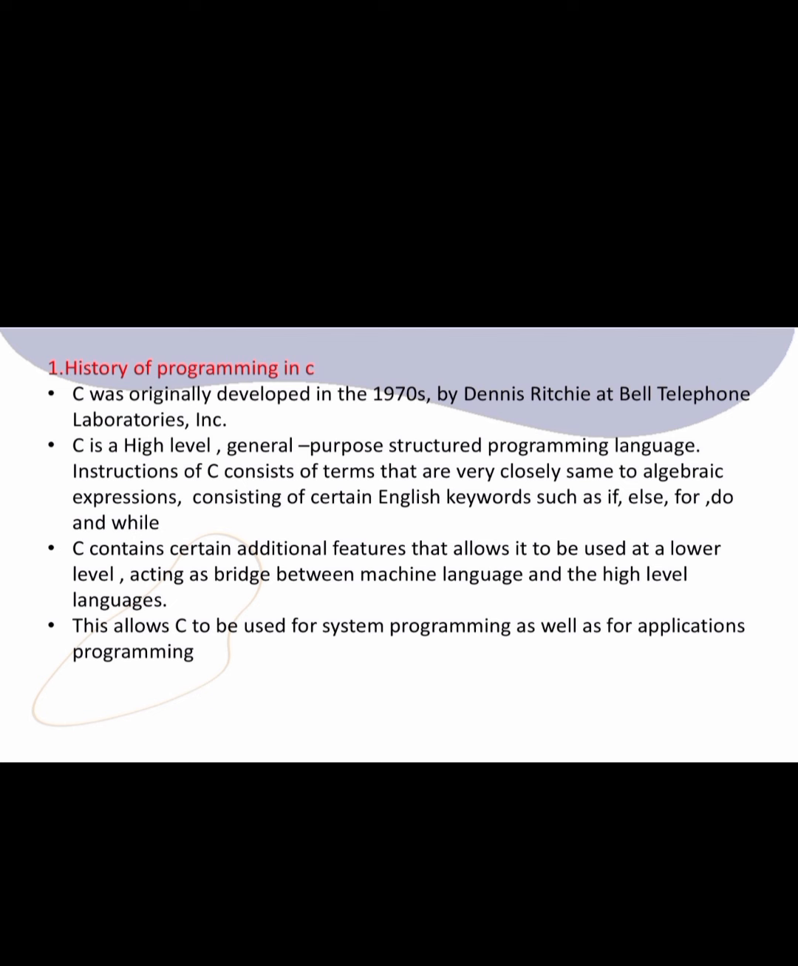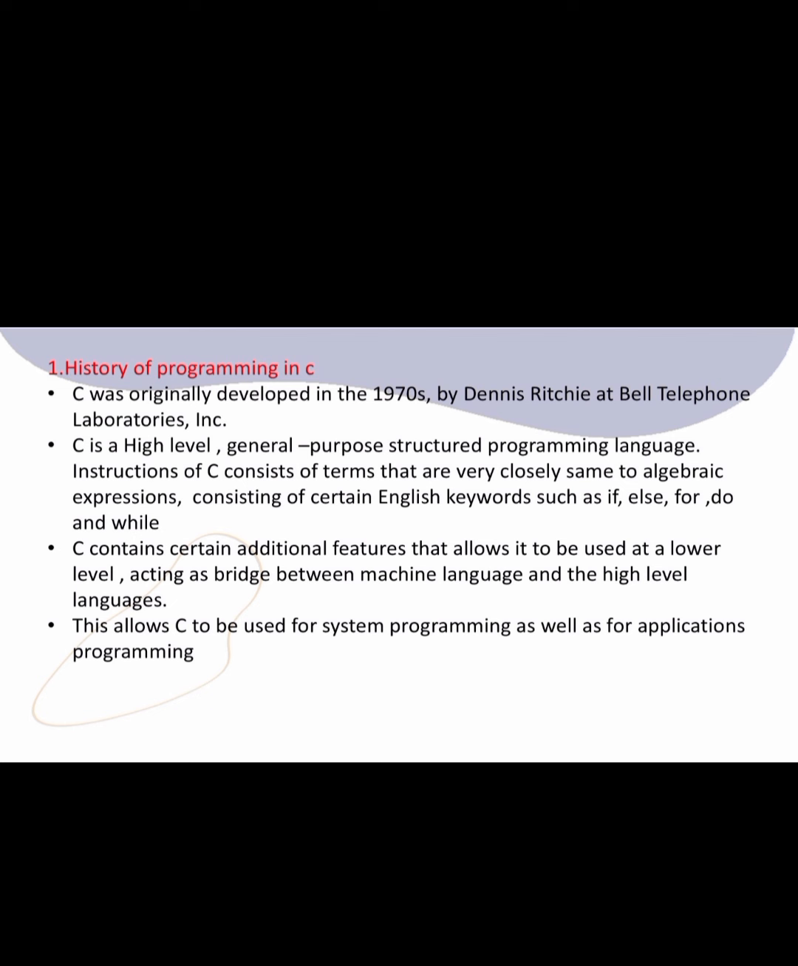C is a high-level, general-purpose, structured programming language. Instructions of C consist of terms that are very closely similar to algebraic expressions, along with certain English keywords such as if, else, for, do, and while. It supports structured programming features like functions and loops, which help organize code better. This makes it relatively easy to learn and understand.